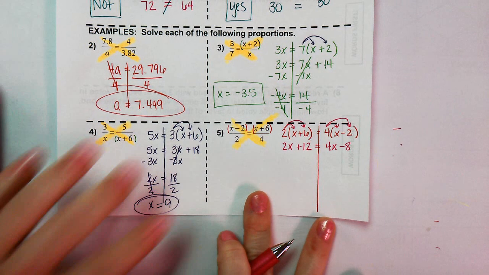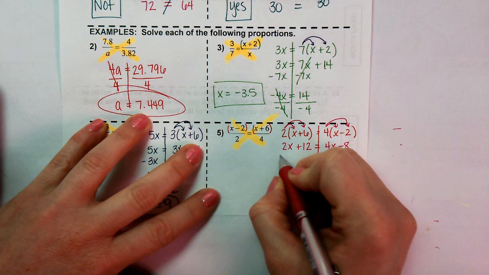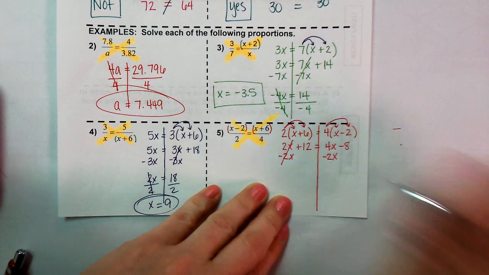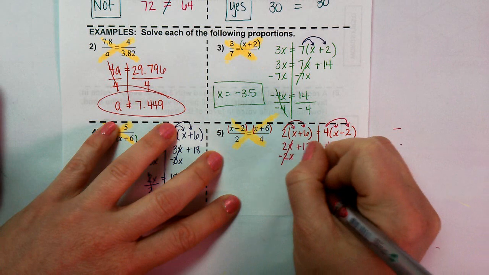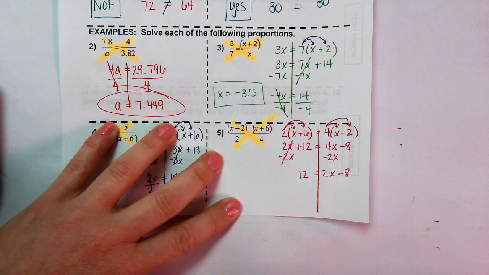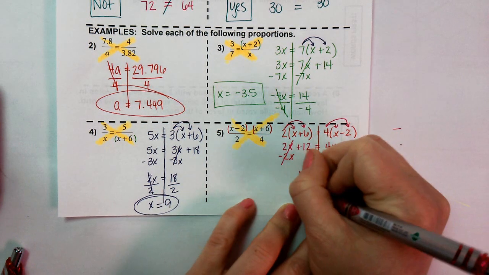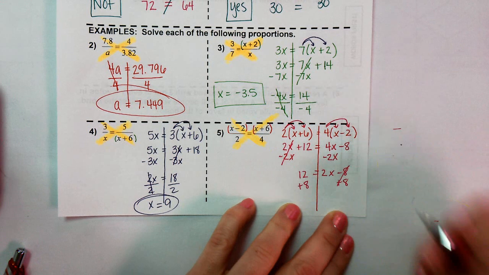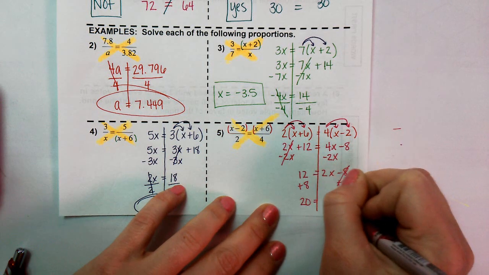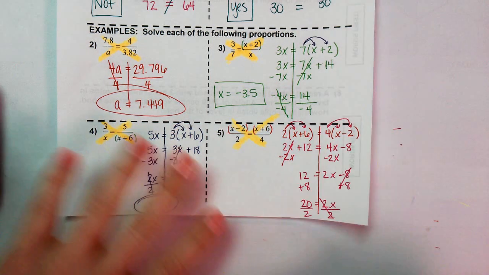Straight algebra from here. I'm going to keep everything positive. So I'm going to move 2x because I want to work with positive numbers. So that goes away, and I'm left with 12 equals 2x minus 8. Now I have to move that 8, right? So this is algebra. You should be able to do this in your sleep. 12 plus 8 is 20 equals 2x, and then divide by 2. X equals 10.